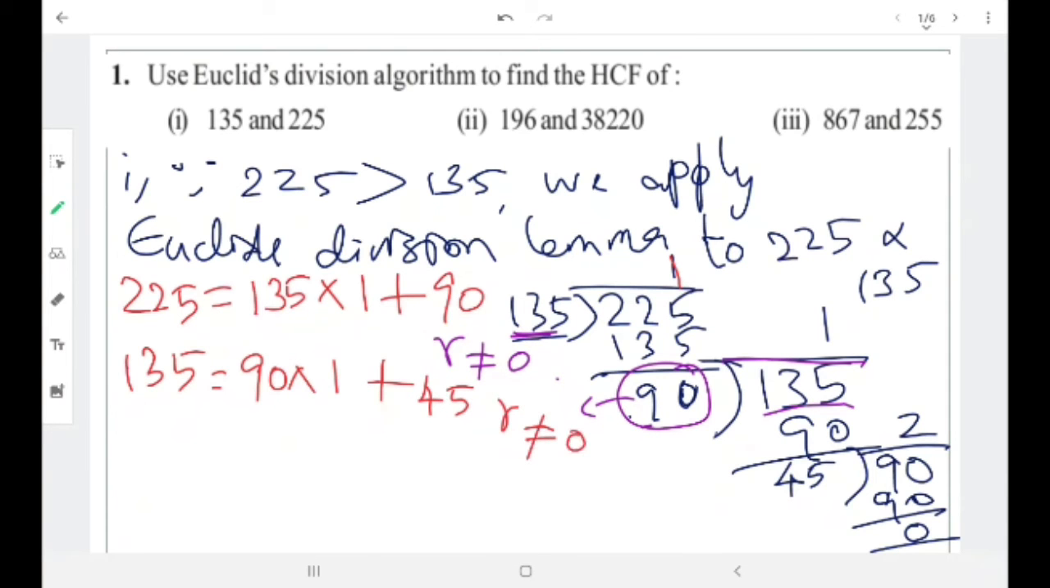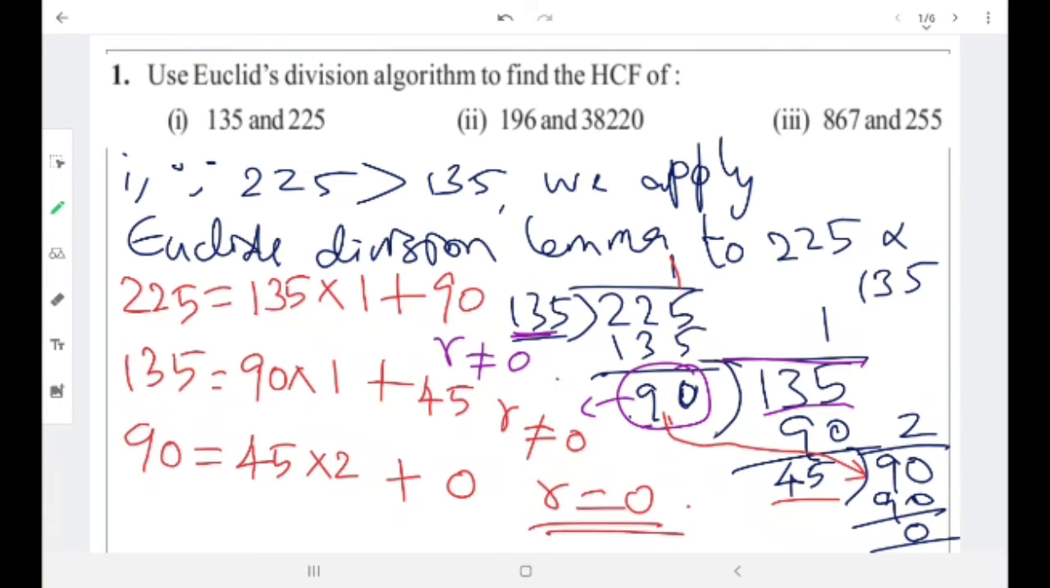The remainder is 45. We have to continue the division so that the divisor of the previous division will become the dividend here and the remainder will become the divisor. 90 is equal to divisor 45 into quotient 2 plus remainder 0. Here the remainder is equal to 0. So we have to stop here. Therefore, the HCF is 45.